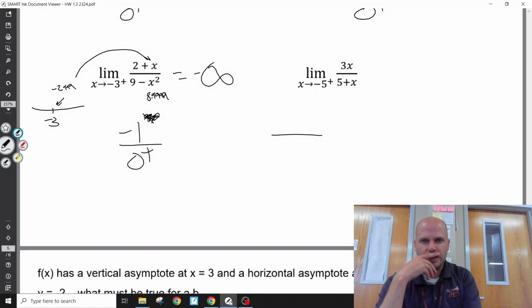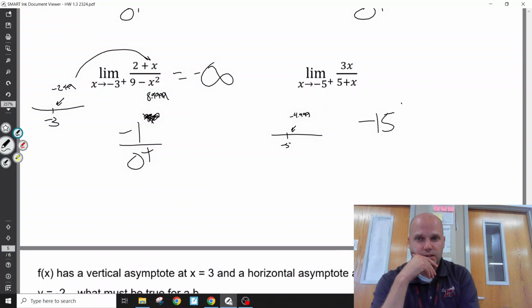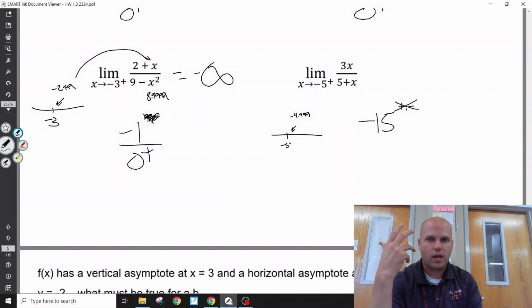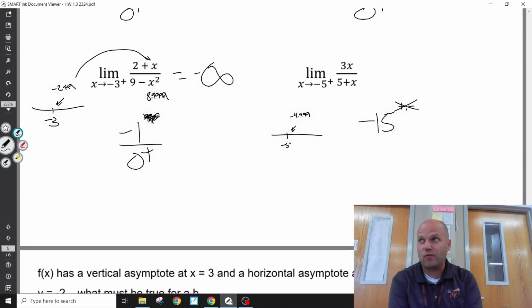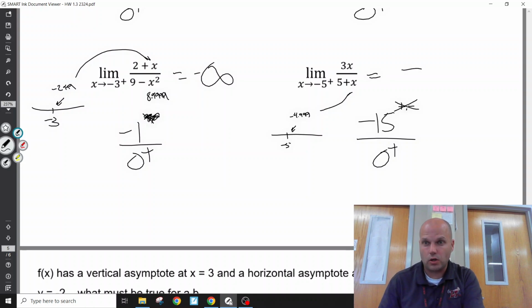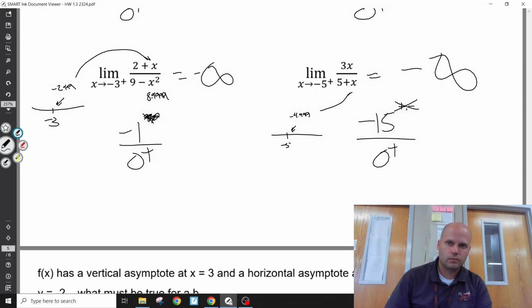If I'm plugging in something to the right of negative 5, something to the right of negative 5 is negative 4.999. Times 3 is going to be something close to negative 15. Is it to the right, to the left? I don't know. I don't care, because something close to negative 15 to the right or to the left, the sign is still negative. Negative 4.999 plus 5 is going to be something close to 0 and positive, so I get something large and negative. Cool.